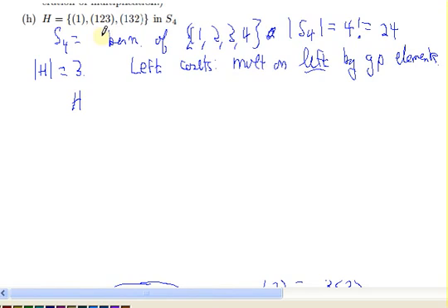So let me try a different element of S4 and see what set I get. Here, these are all 3 cycles. This is the identity. So let's try something like this. Let's try (1 2). When I multiply (1 2) times H, I'm going to have (1 2) times the identity, then (1 2) times (1 2 3), and then (1 2) times (1 3 2).